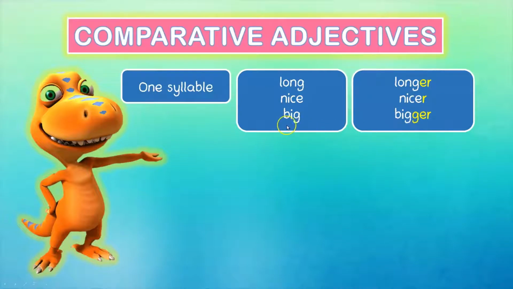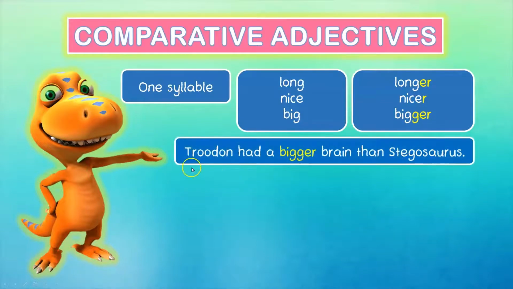And for the word like big, it ends with vowel and consonant. We will double the consonant before we add ER. So big will be bigger. Let's see the example. Troodon had a bigger brain than Stegosaurus.